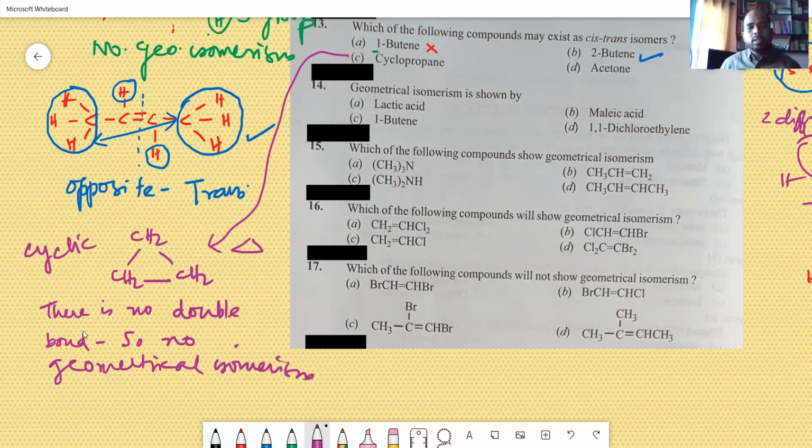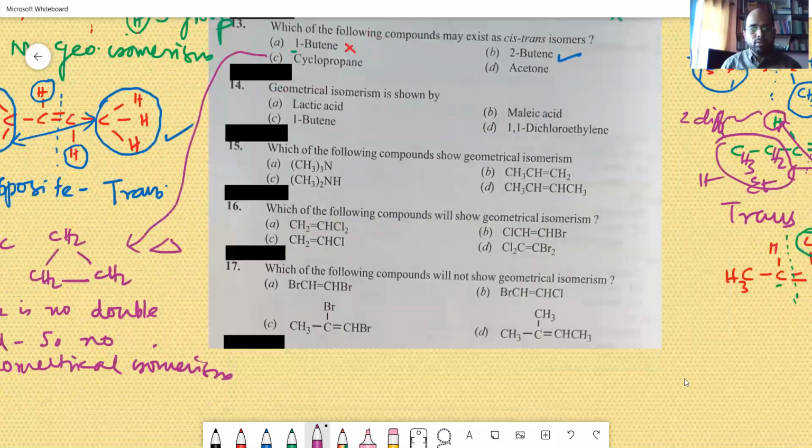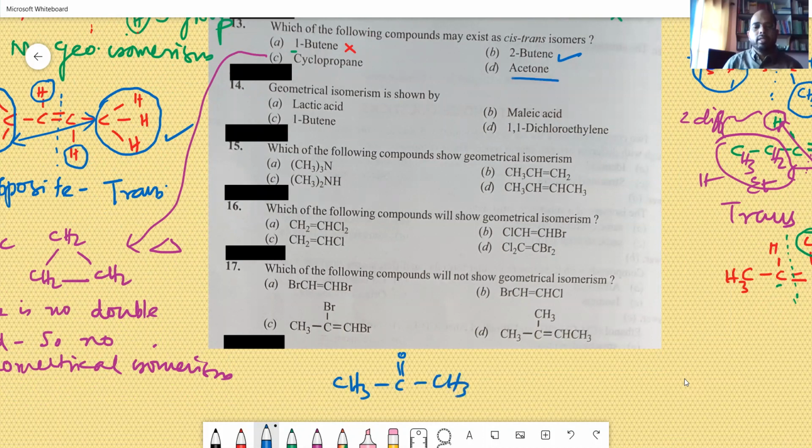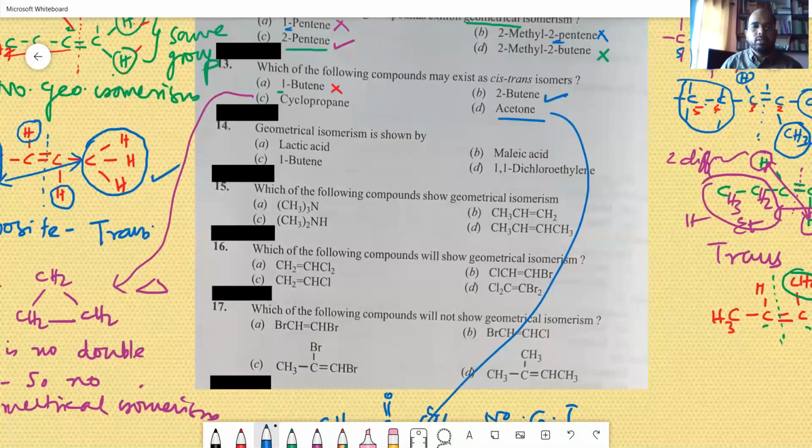Okay. So that comes to the last one, acetone. Acetone is a simple group, and here I'm going to write acetone: CH3, C double bond O, CH3. This is acetone. It has a double bond to O, and because you have no substituents here, no geometrical isomerism, no GI. And therefore, of all the 4, you have only 2-butene as the right answer. Only 2-butene is giving you geometrical isomerism.